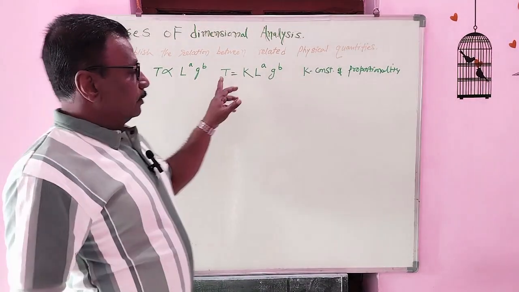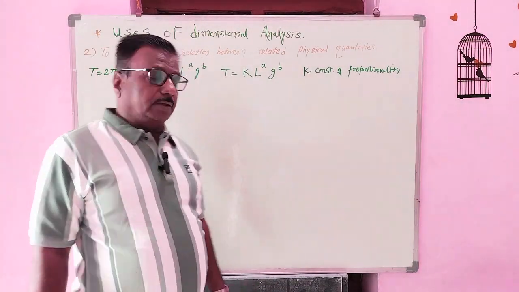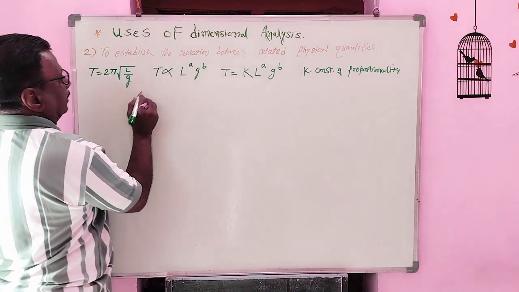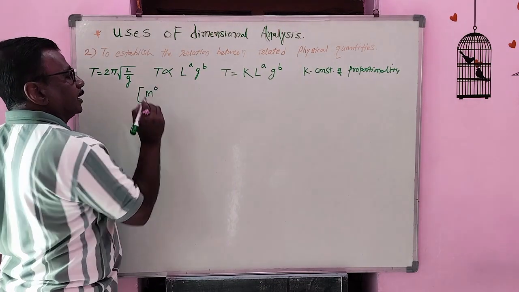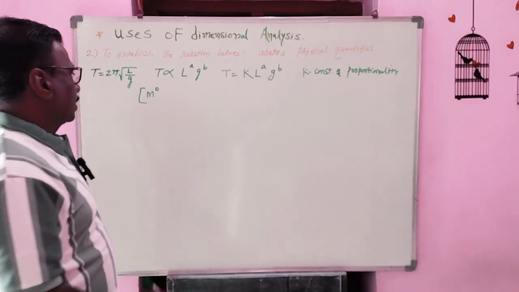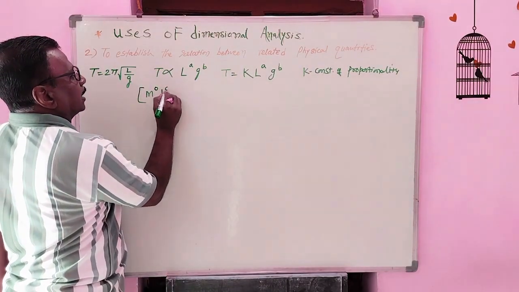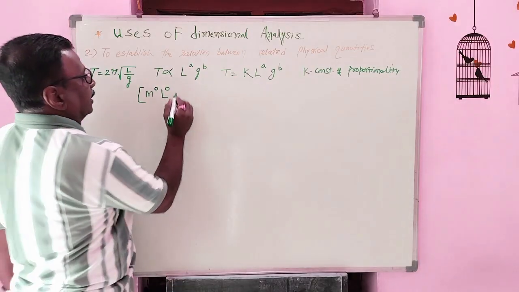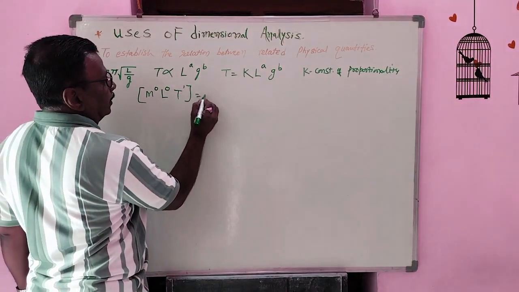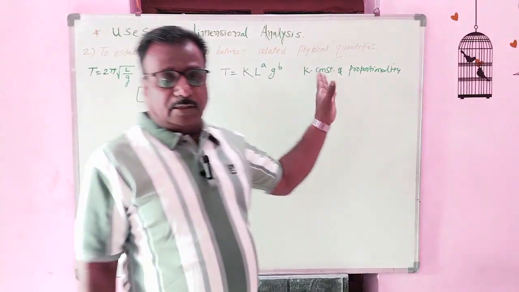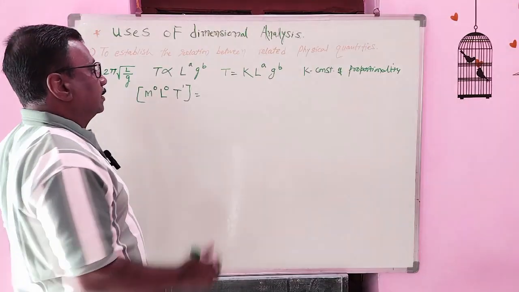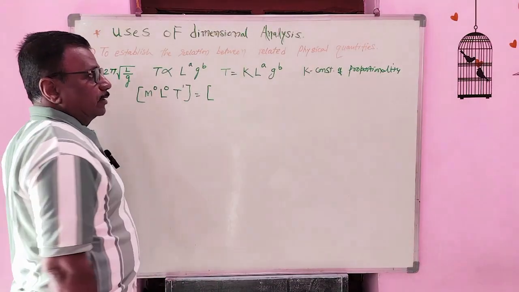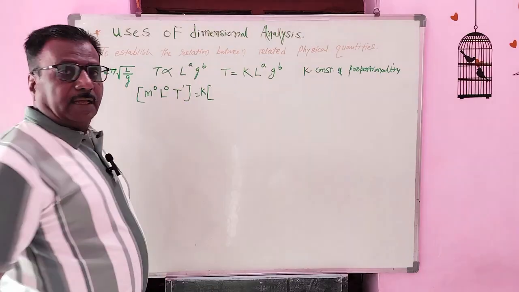Here first we put the dimension of T on the left-hand side. The dimension of T, which is a period, is given by M raised to power 0, L raised to power 0, and T having power plus 1, equal to k. k is called the constant of proportionality, it is a constant term, so we do not find its dimension.